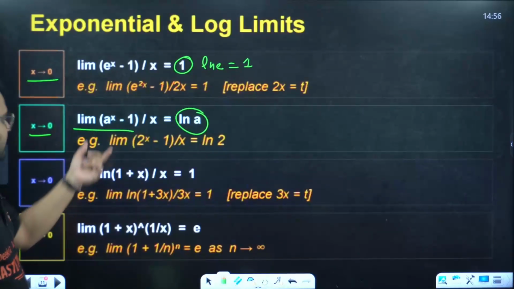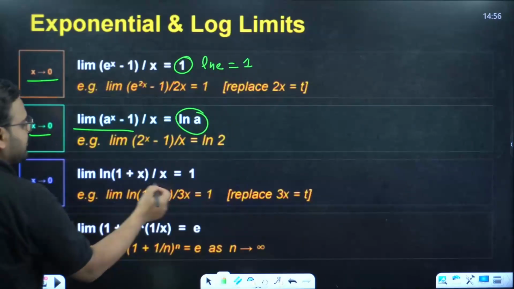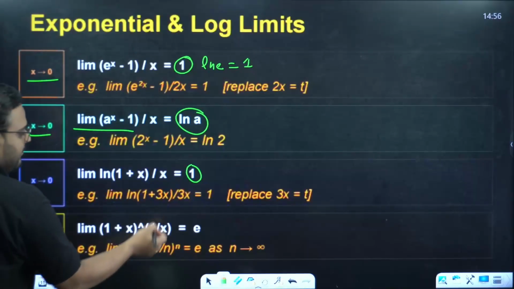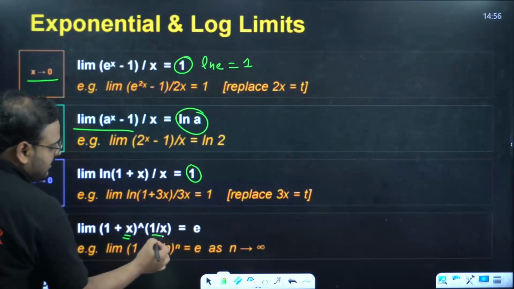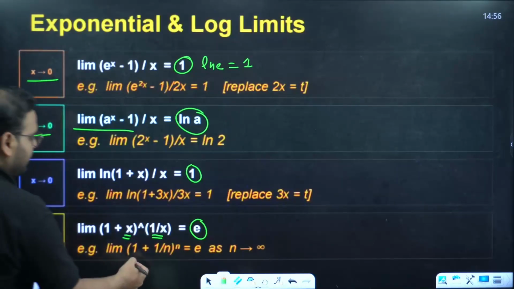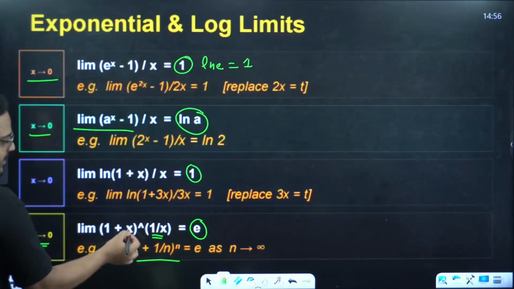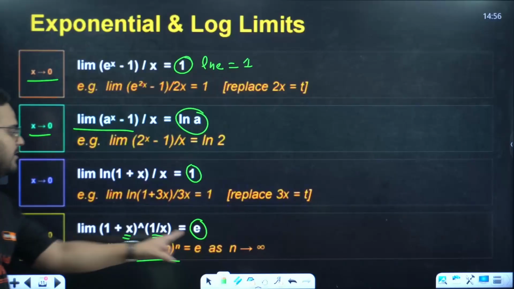I've given examples on each of these. Please go through them. If you have ln of 1 plus x upon x, this value is again 1. And if you have 1 plus x power 1 by x, this is the reciprocal form, and the answer will be taken as e. Try to evaluate this. Please check that x tends to 0. When it is x, this is x tends to 0. That's why the result is e.